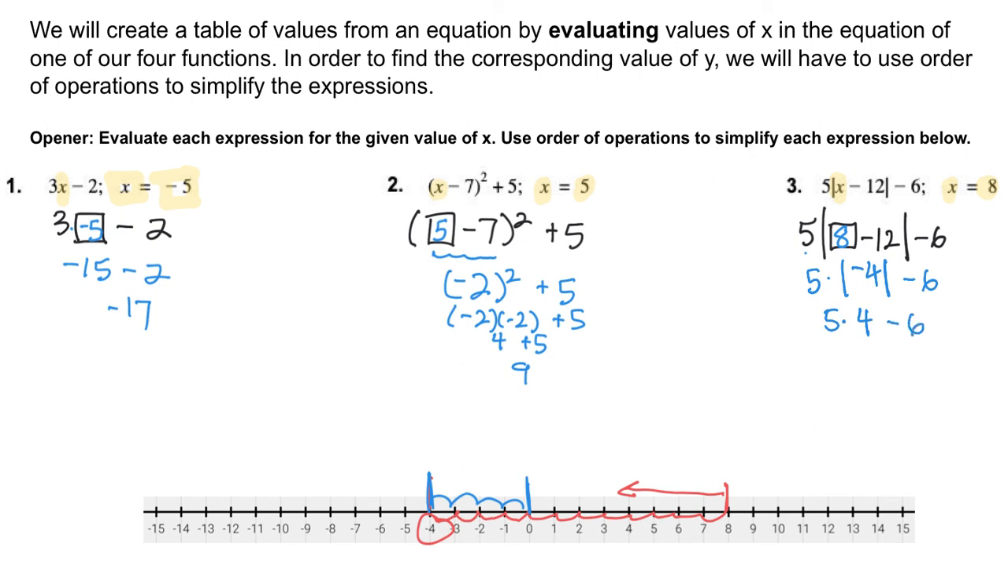Order of operations says I do my multiplication before subtraction. That gives me 20. 20 minus 6, if I'm way over here at 20 on my number line, and I need to subtract 6, this would be 5, one more is here at 14.